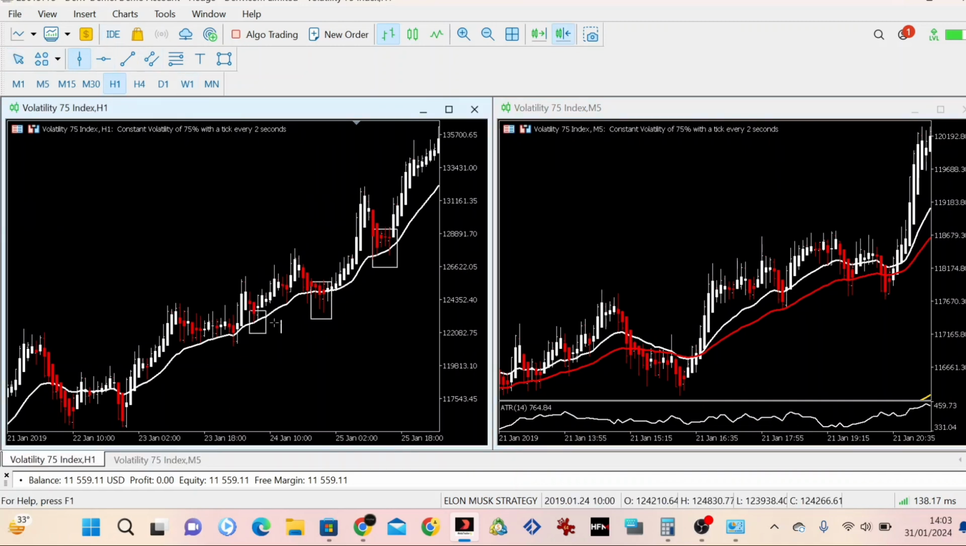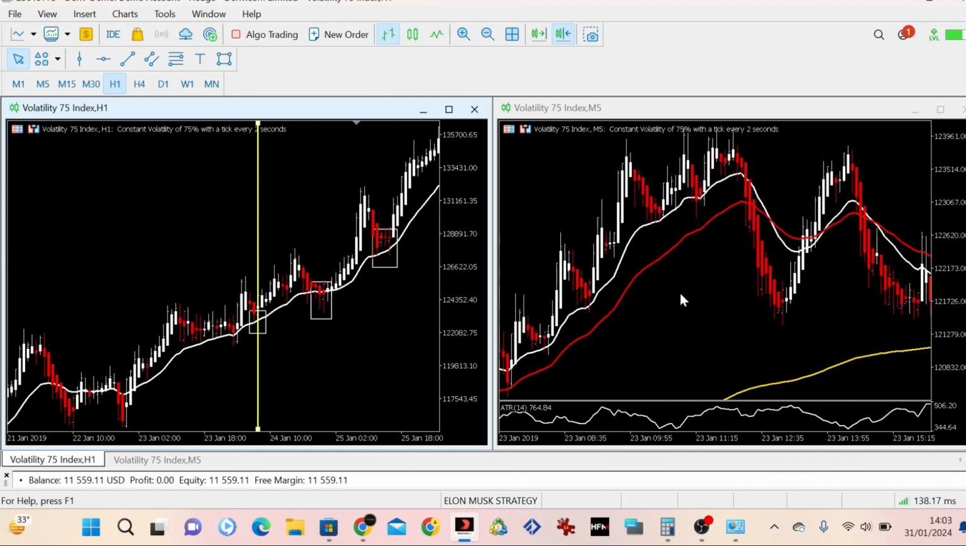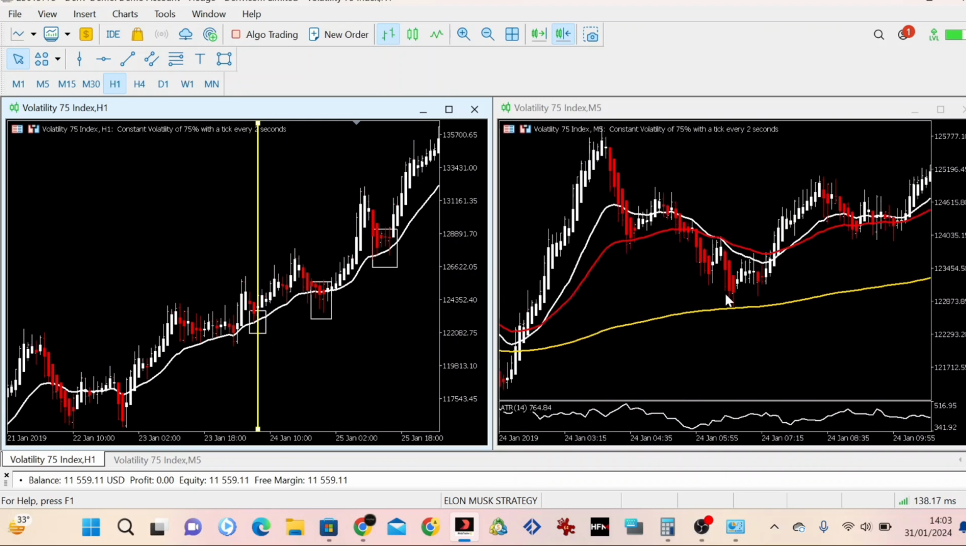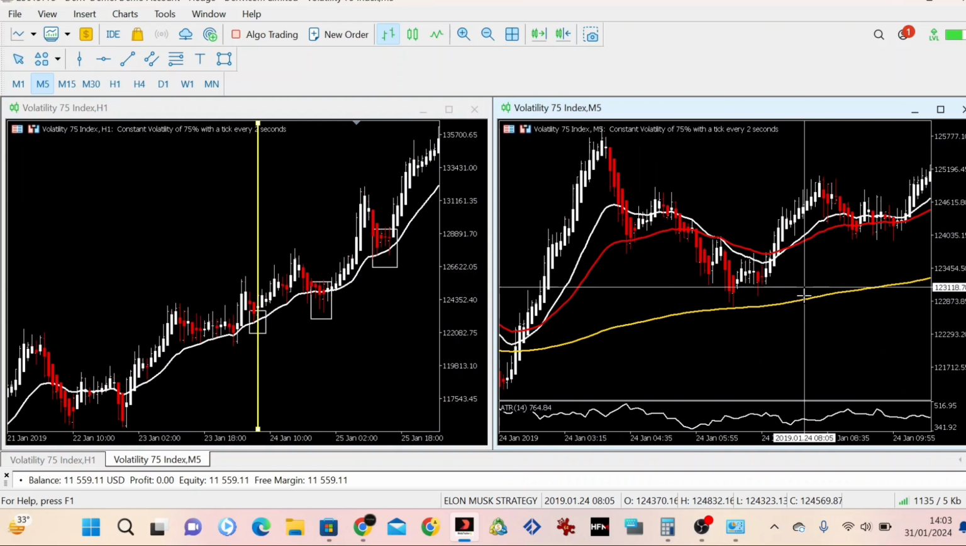Let me show you. Let's say we are here, this is 24th of January 2019, 6 a.m. Let's look for that area. So this is the area right here. When you spot this, all you are looking for on the 5 minute chart is the cross up of the moving averages. That is, the 20 should cross above the 40. When that happens, you are waiting for the first pullback to the two moving averages.